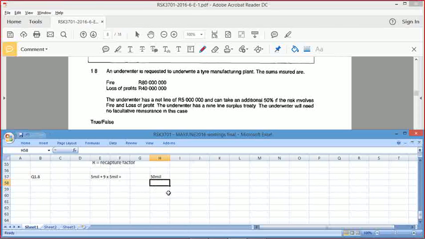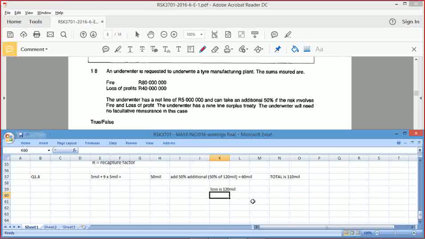Okay, we need to add 50% additional. What is 50%? So 50% of fire and loss of profit, so 50% of 120 million is 60 million. Alright, so 50 plus 60 total is 110 million. Okay, so how much was the loss here? 120. So the loss is 120 million.